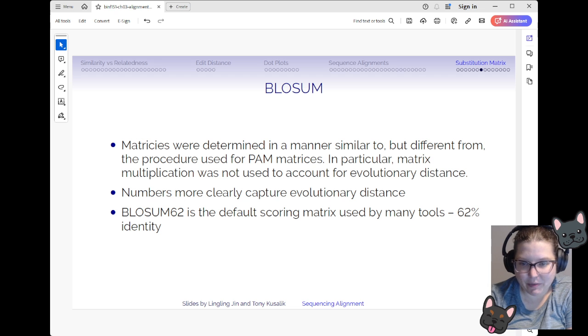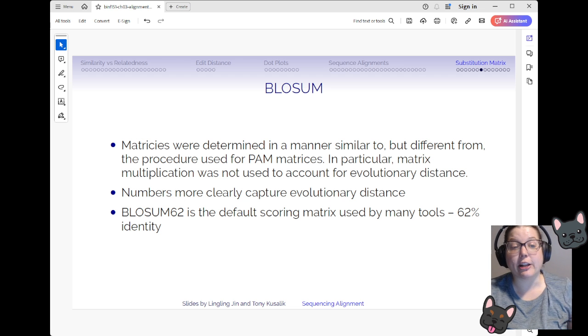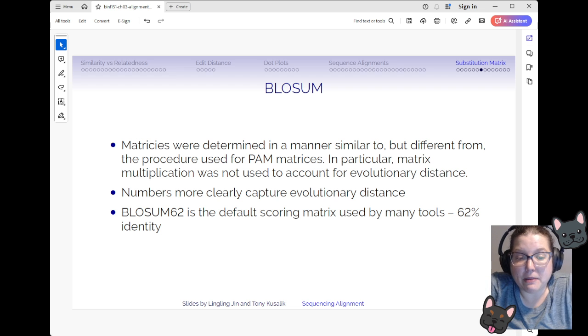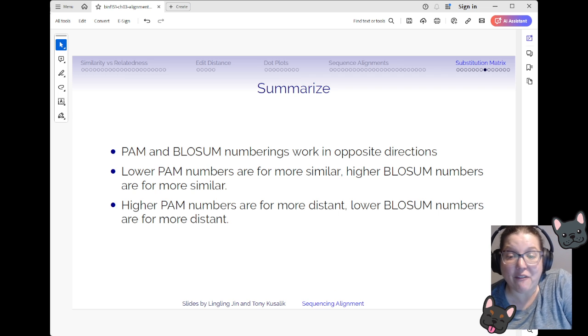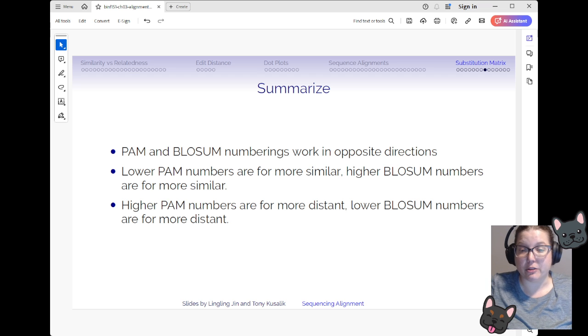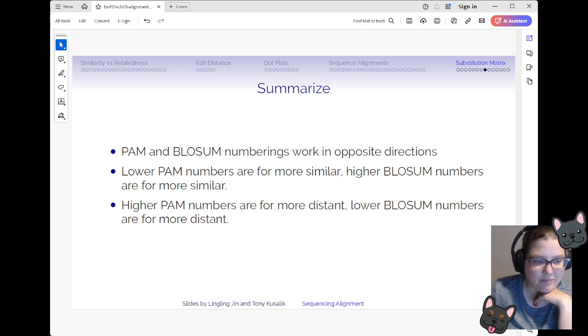The numbers that we'll see at the end of the BLOSUM, like BLOSUM 62, etc., are more clearly related to evolutionary distance. BLOSUM 62 is actually the default scoring matrix used by many tools, and it represents a 62% identity between sequences. So effectively, the PAM and the BLOSUM numbers work in opposite directions. Lower numbers for PAM are more similar. Lower numbers for BLOSUM are more dissimilar, and then vice versa for the higher numbers.